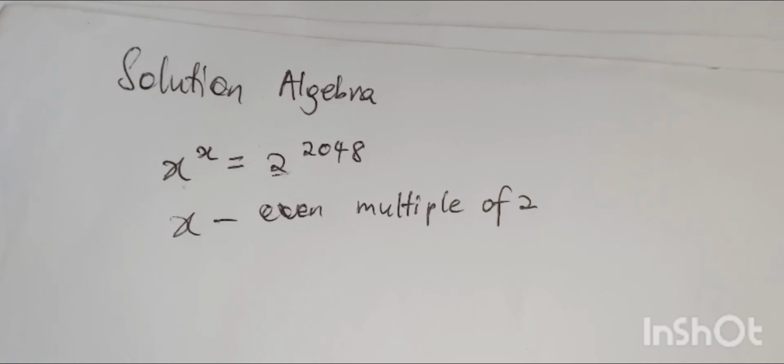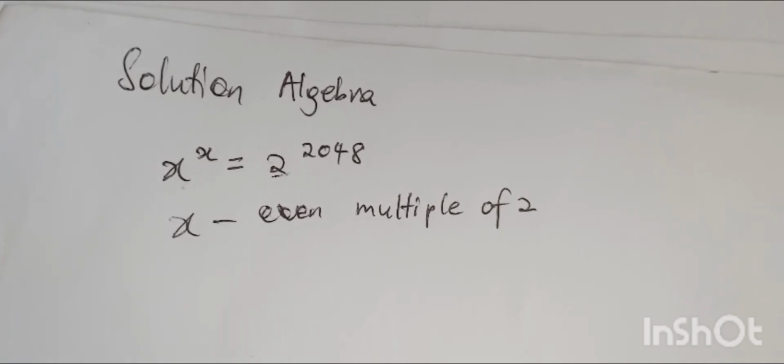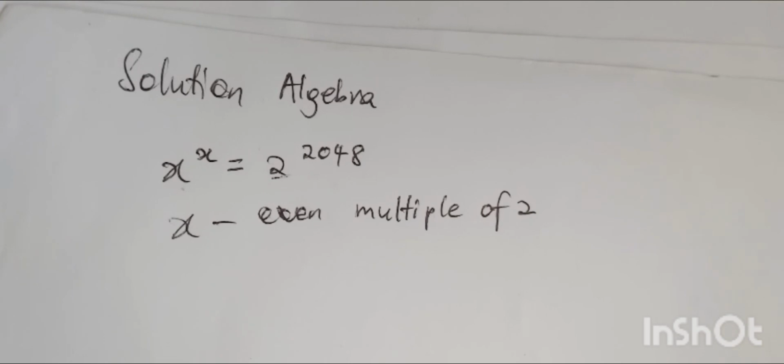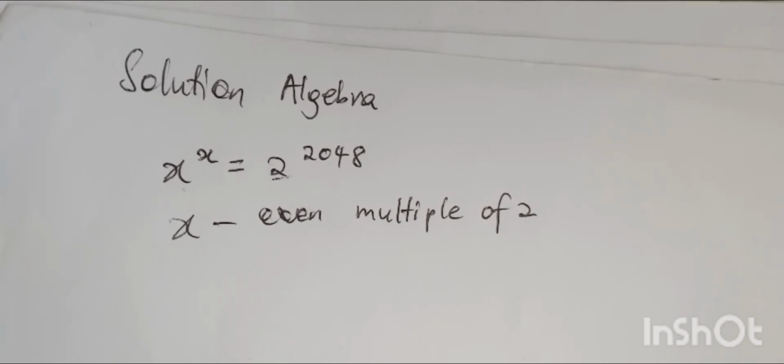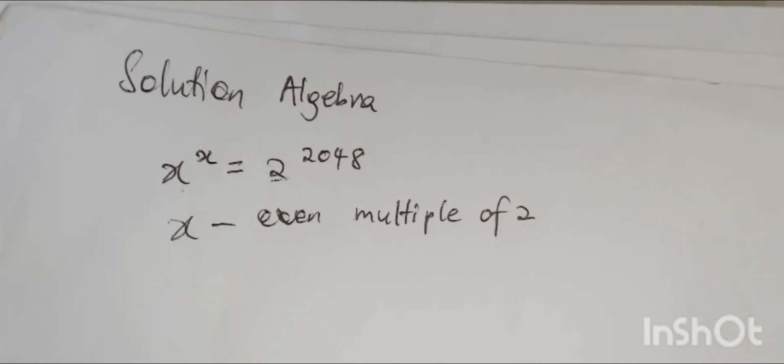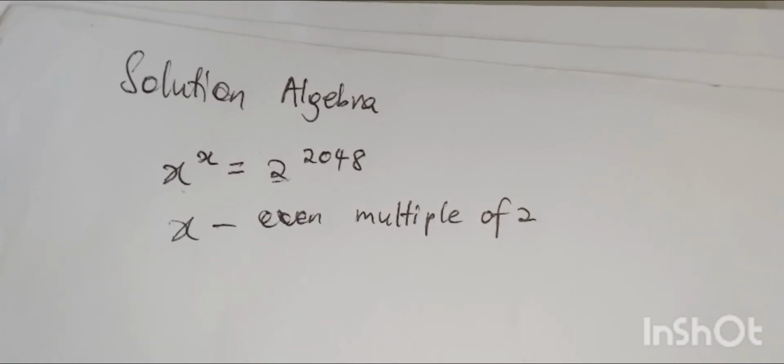From this problem, we can see that our base is 2, right? And our exponent is a multiple of 2. So we want a number that is even, and it is a multiple of 2, and it can also be raised by itself, and it can make itself equal to 2 raised to 2048, right? So what we know is that this number is even and it's a multiple of 2, which makes our exponent also a multiple of 2.